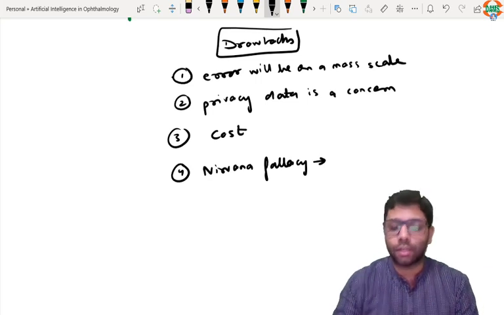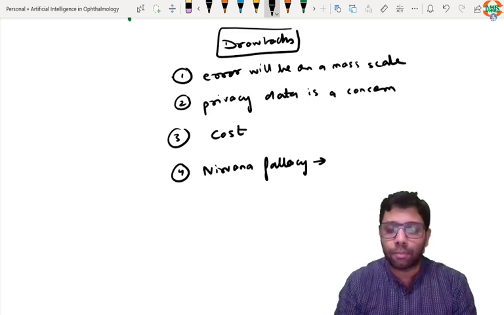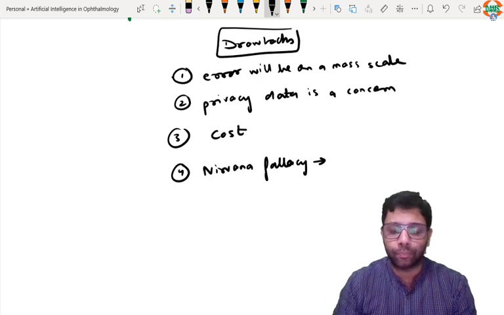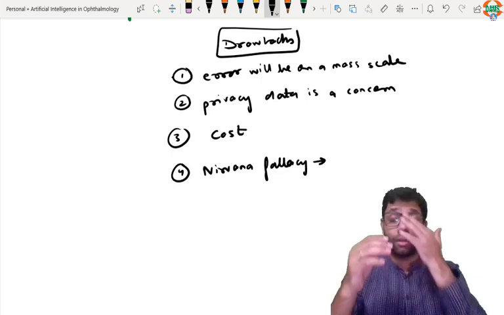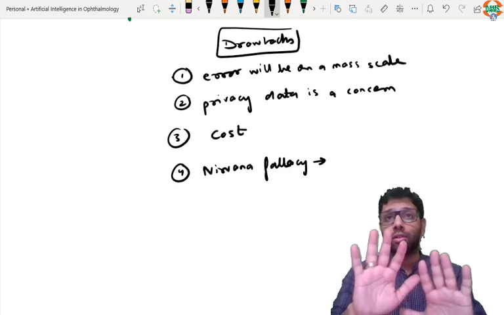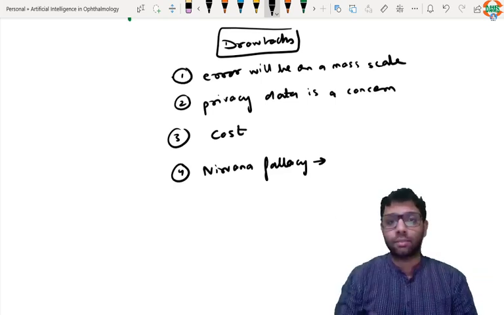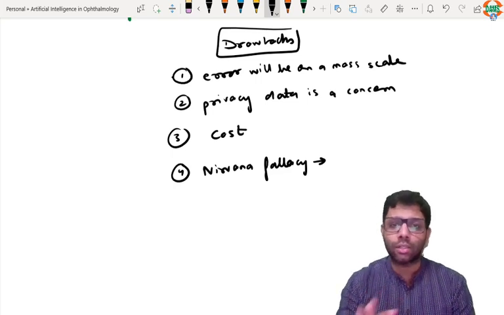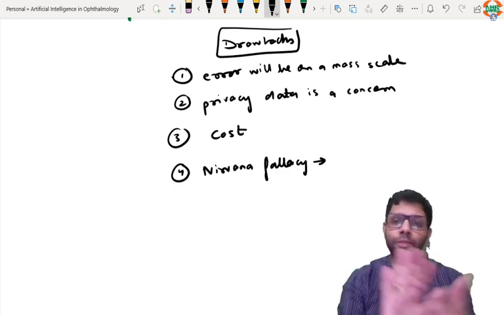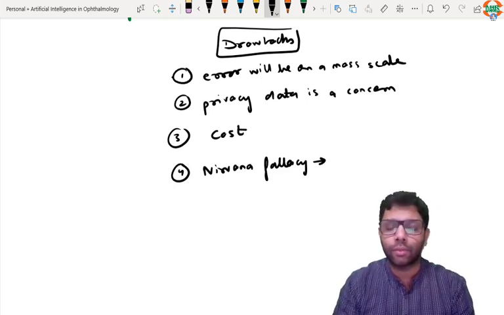Now what is the nirvana fallacy? It is comparing an actual thing to an unrealistic thing or an idealistic scenario of what has been seen before. Means, for example, now we know a diabetic retinopathy patient looks like this. We have fed this to the machine. Now this is the unrealistic or idealistic scenario, which has been fed already to the machine.